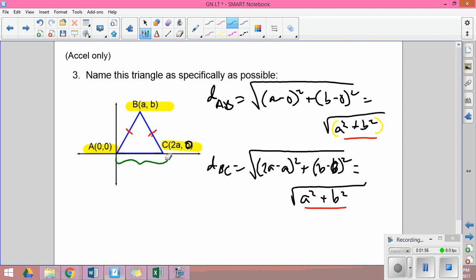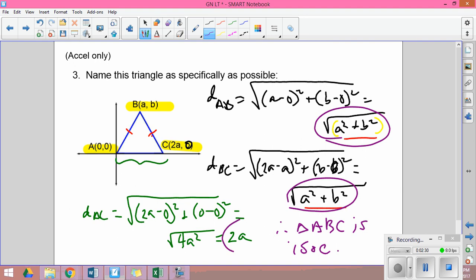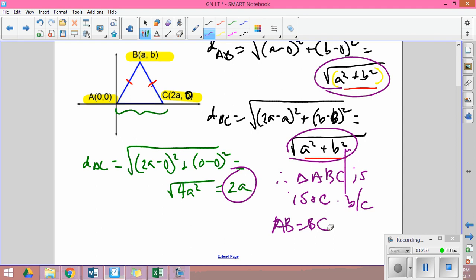So then we're going to calculate this last distance, which is the distance of A to C. And so if we do 2A minus 0, the quantity squared, plus 0 minus 0, the quantity squared, we get the square root of 4A squared, which can be simplified as 2A. So from this, our conclusion then, therefore, triangle ABC is isosceles, because our work here, here, and here proves 2 equal sides. If you additionally want to go on to say there are 2 equal sides because AB equals BC, that's even better. You're welcome to do that, and that forms a really solid explanation.